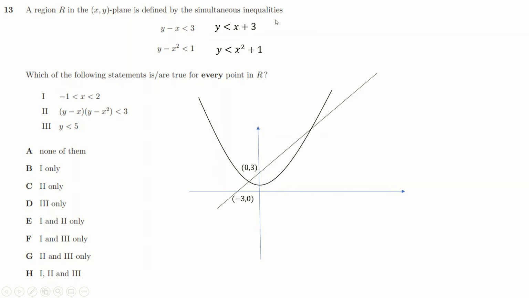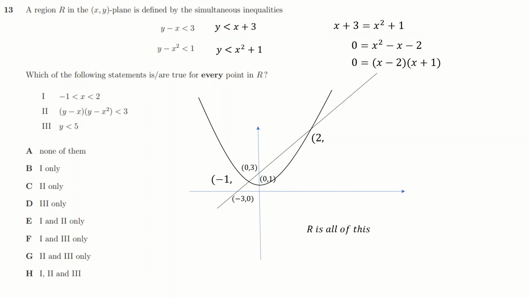We can find these 2 points if we want to, if we equate them. I don't know whether this is going too far. By the way, R is below the line and below the curve, so R is all of this area. We could find these intersection points if we wanted to. I'm not sure whether it's necessary, but I did anyway. We find at 2 and minus 1, we can substitute those in to find y as 5 and 2.